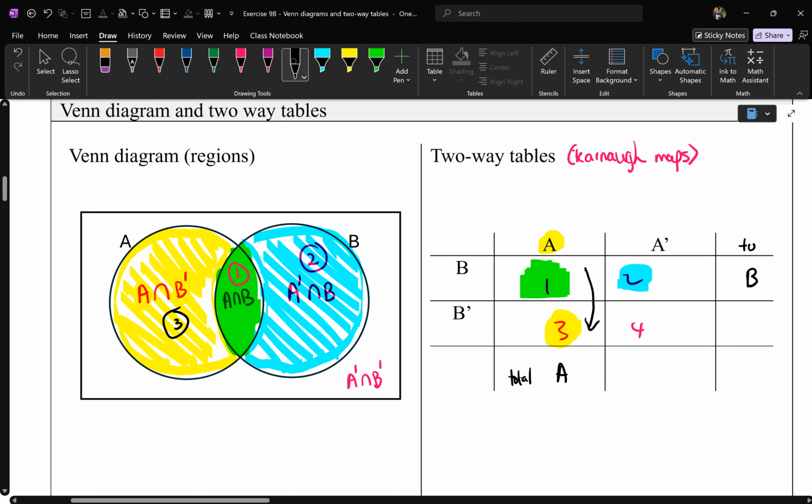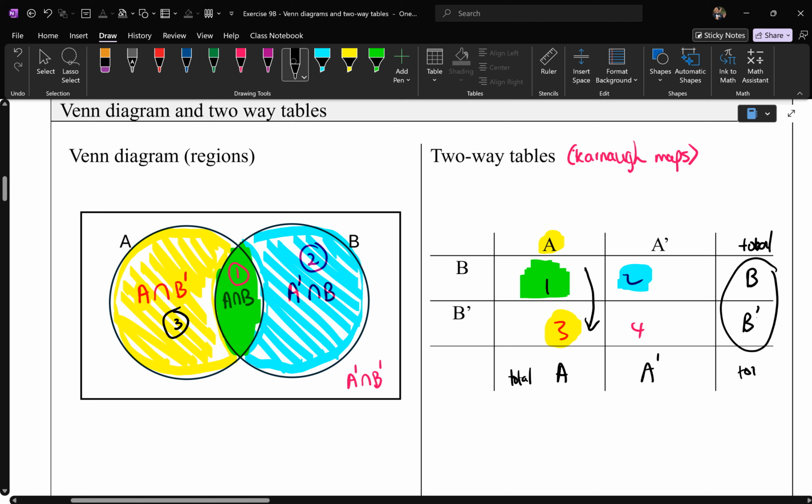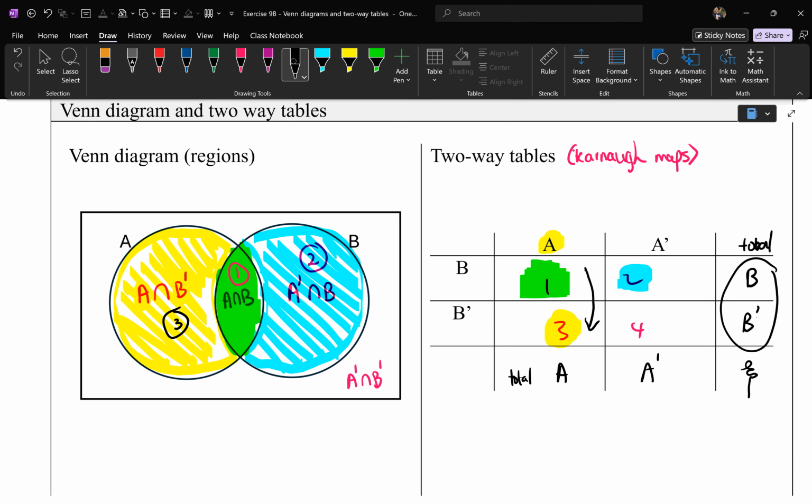So this is the total for B. And then obviously this will be the total for not B, and total for not A. And if you add B and not B, then you get everything. So we call this the universal set or total. You get everything in this region here. You can think of it like the epsilon symbol for the entire sample space. Or if we're doing probability, we know it's the total probability of 1 because it's 100%. You get everything.